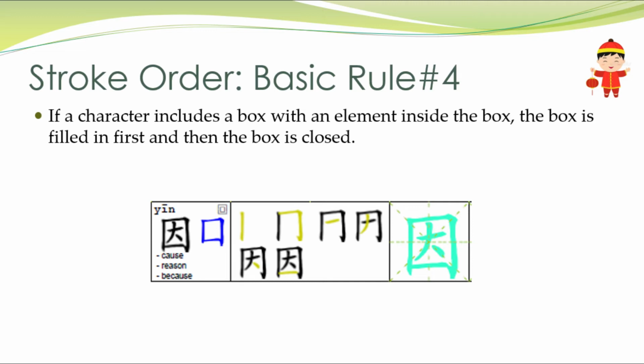Next rule tayo: if a character includes a box with an element inside, the element inside is filled in first and then the box is closed. So kung may character ka sa loob, unahin mo muna yung first 2 strokes ng box mo. Hindi mo pa isasara, tapos tatapusin mo yung character sa loob. Tapos dun mo lang isasarado yung box sa pagsulat ng Chinese character.